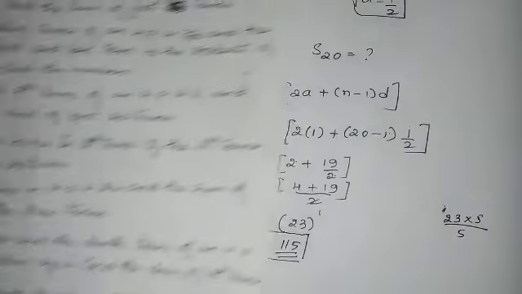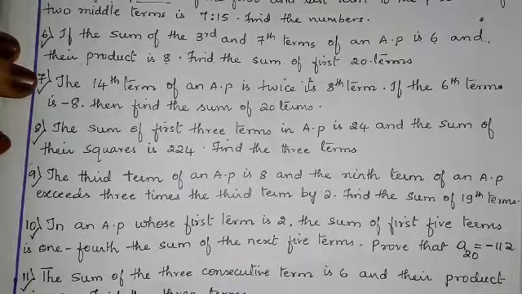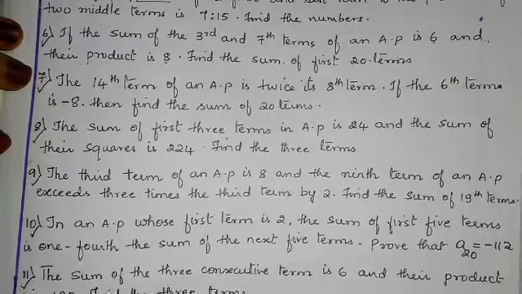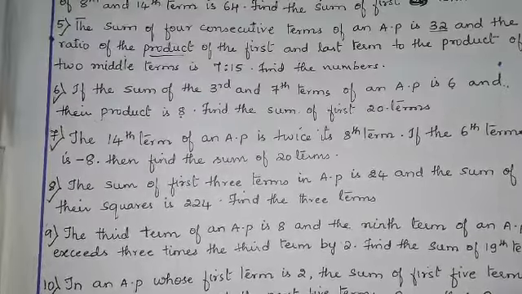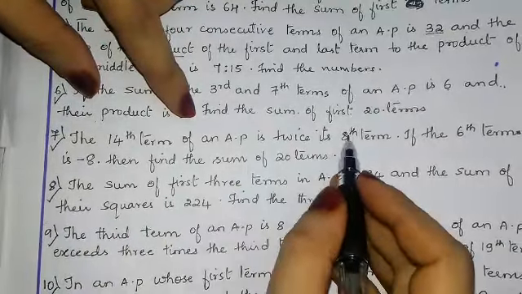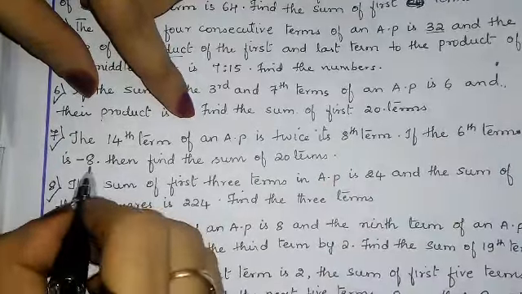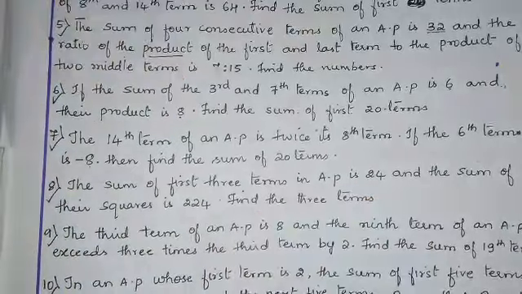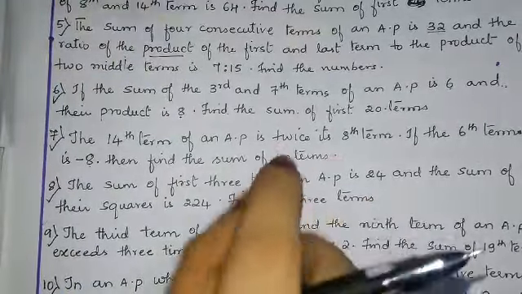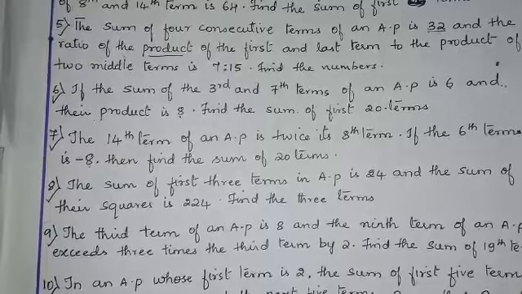So the next question is question number 7. Let us see question number 7. The 14th term of an AP is twice its 8th term. If the 6th term is minus 8, then find the sum of 28 terms. Again, they have to find the sum of 28 terms. These all questions are from previous question papers, which is very helpful for your board examination. So, let us solve the 7th question.